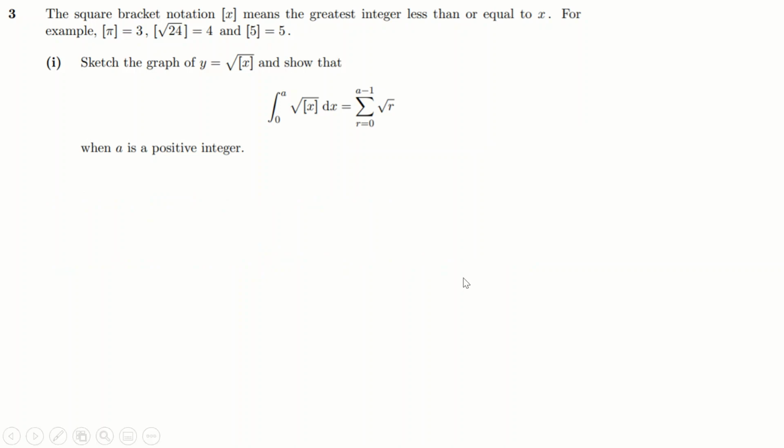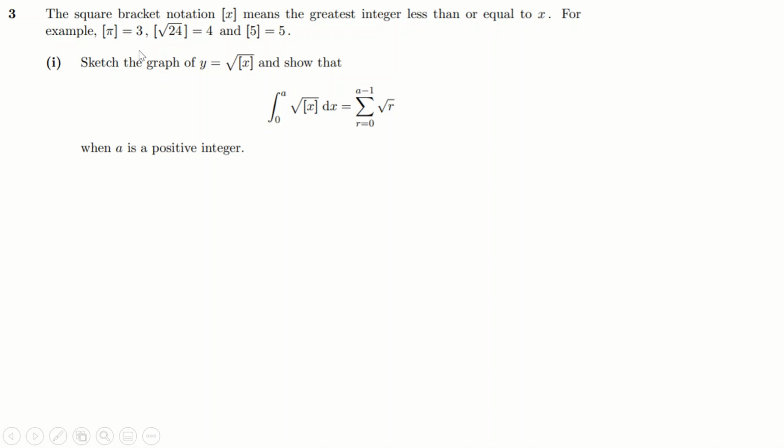It's talking about this new function that you may have never seen before called the square bracket notation. It means the greatest integer less than or equal to x, no matter what x is. So for example, square bracket of pi is 3, square bracket of root 24. Now we know root 24 is just less than 5 because root 25 is 5. Is 4, and then square bracket of 5 is 5.